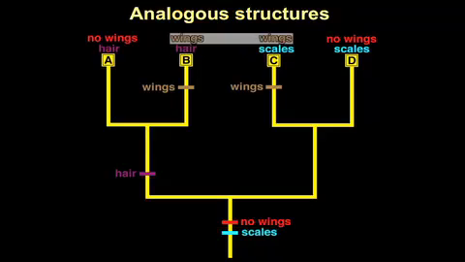Now, wings, on the other hand, are analogous. The ancestor of bats started hanging around in trees, and they eventually developed wings. The ancestor of birds started hanging around in trees, and they too developed wings. So wings are analogous structures. That's convergent evolution. There's an advantage to being able to move around through the air, and it happened twice.